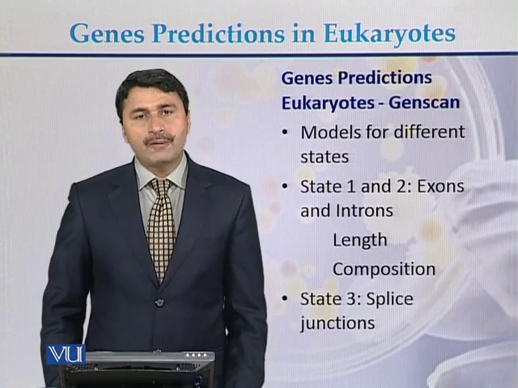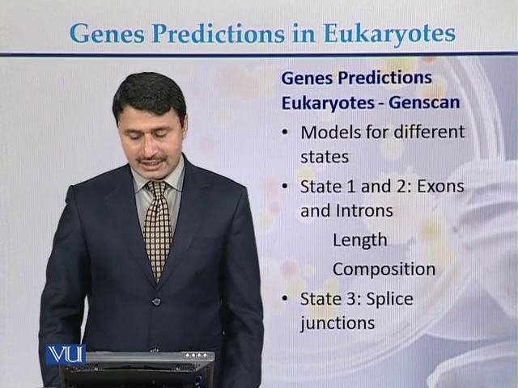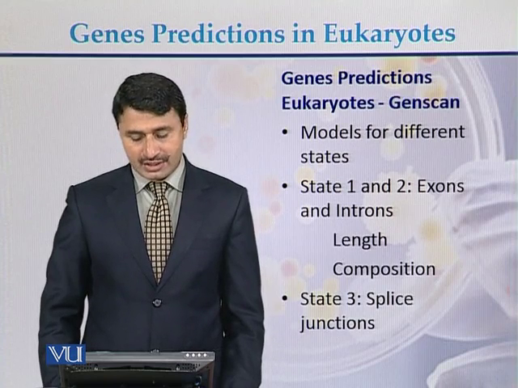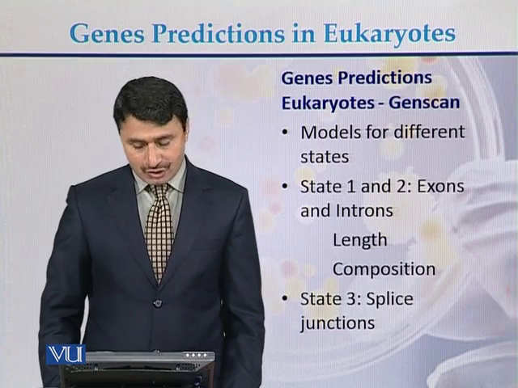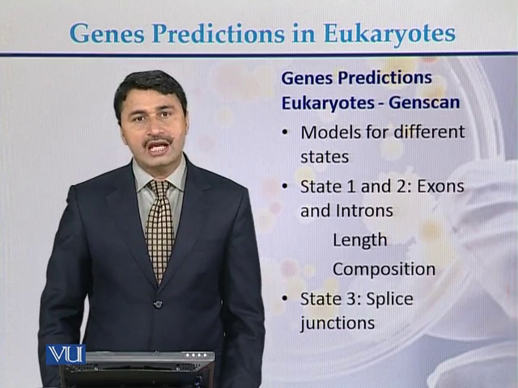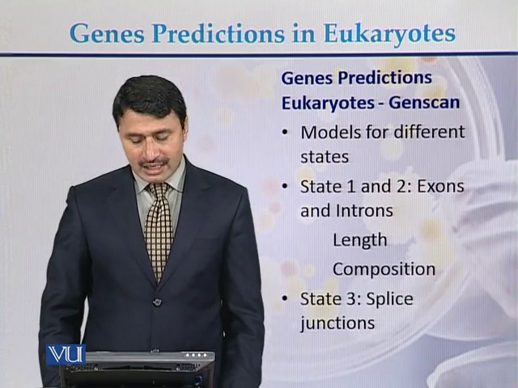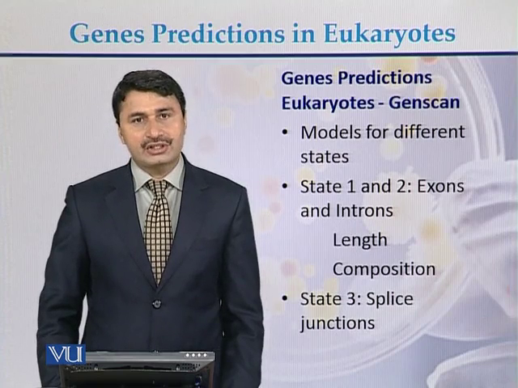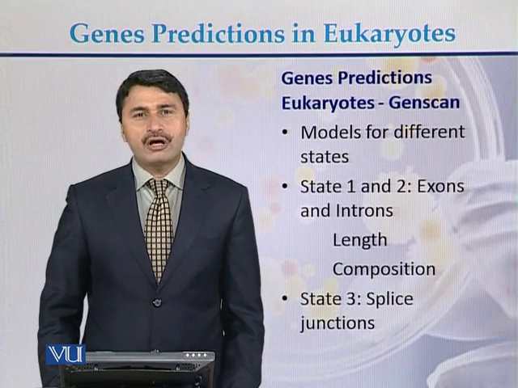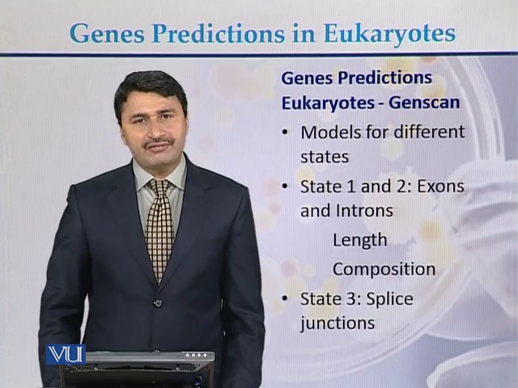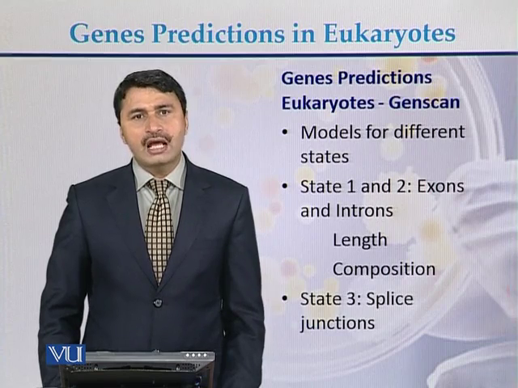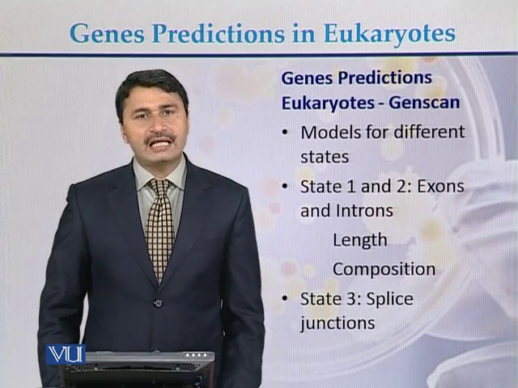In addition to these two, there is another gene tool called GENSCAN. GENSCAN models three different states. State 1 and state 2 are for the exons and introns, to identify their length and the composition of the nucleotides within the exons and introns. In the case of state 3, it also checks the splice junctions of exons and introns, which are also called the boundaries of exons and introns. So in state 1 and 2, it identifies the length of the exons and introns and the base composition, and in the third state, it also identifies the splice junctions.